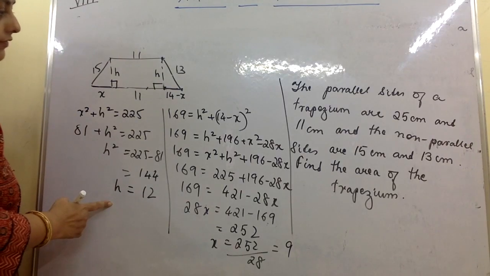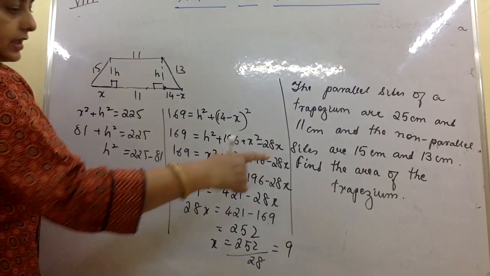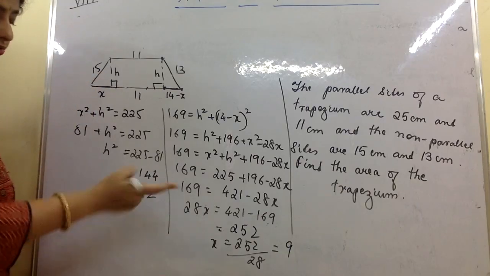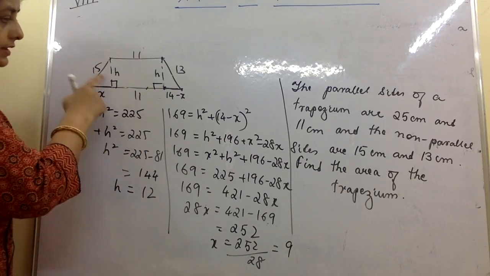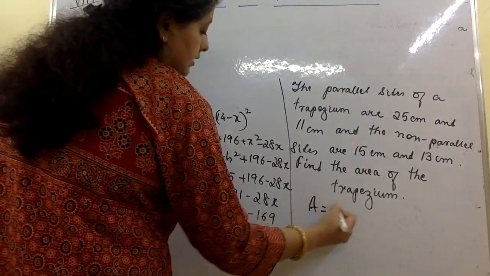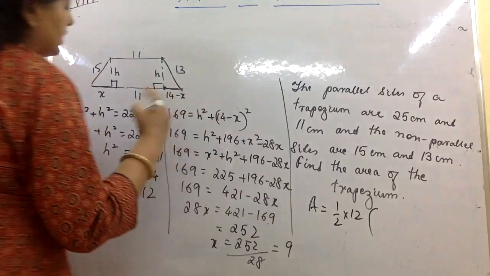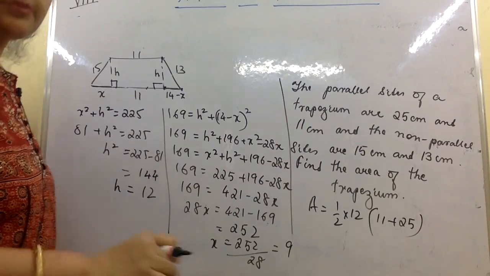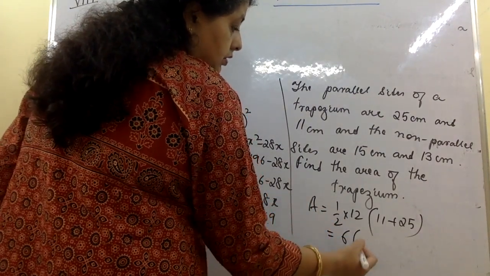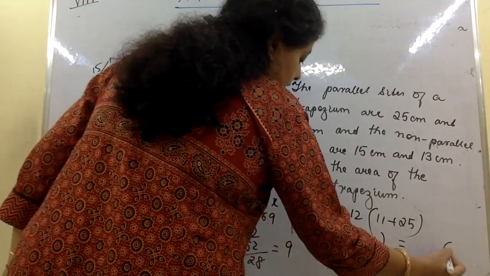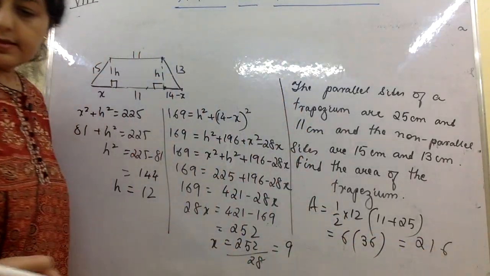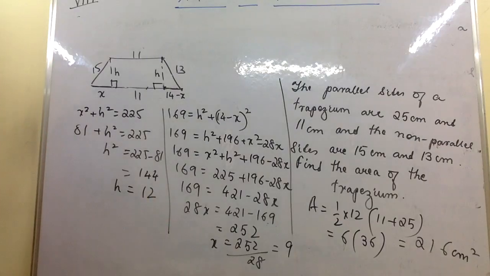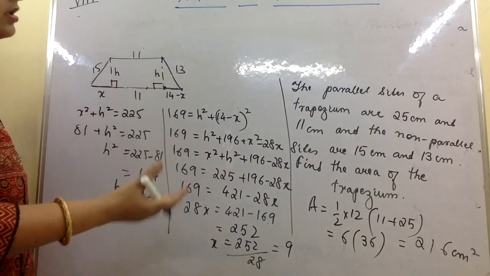Okay, so we have h now. They had asked for the area of the trapezium. So x is 9 and all we needed is h. We didn't need actually x. All we needed is h. H is 12. So area is equal to half into 12 into 11 plus 25. So 6 into 36, 36, 3, 216. 216 centimeters square. So this is the answer for the area of the trapezium.